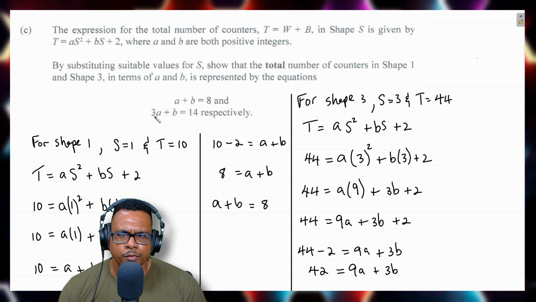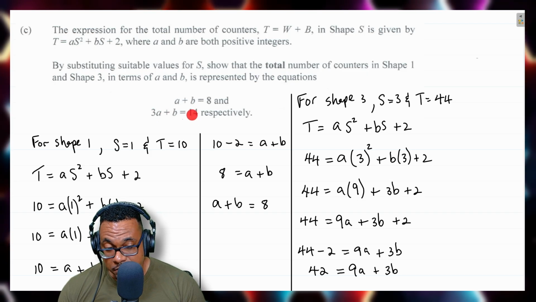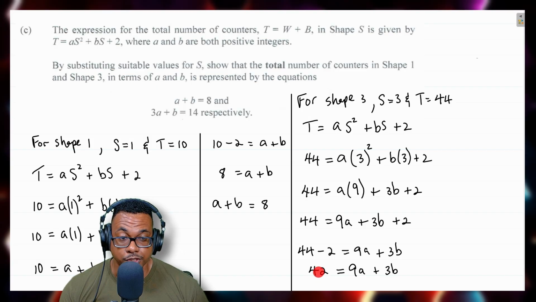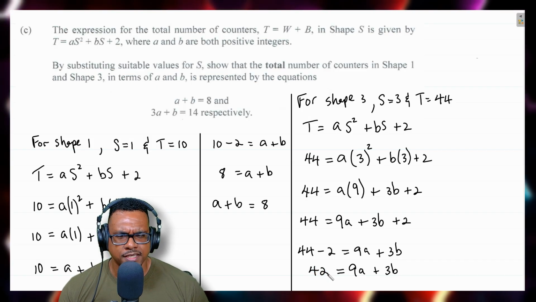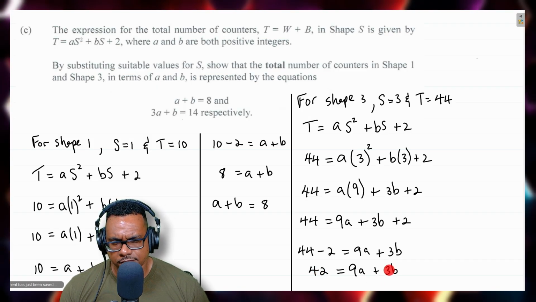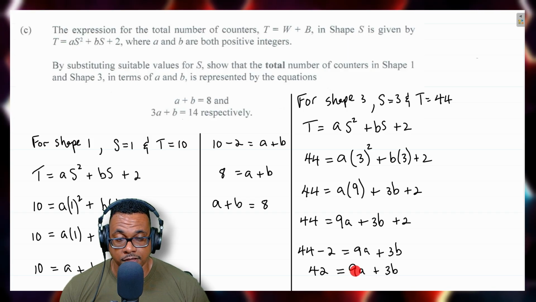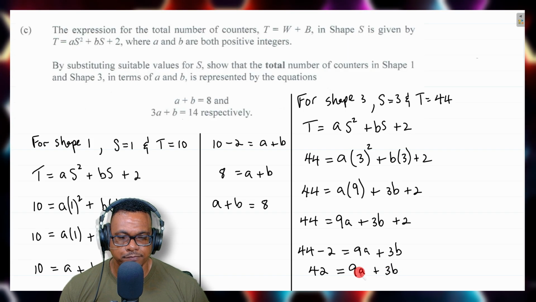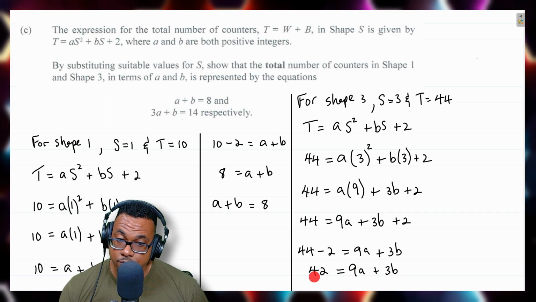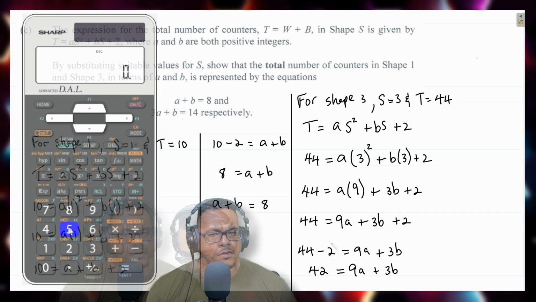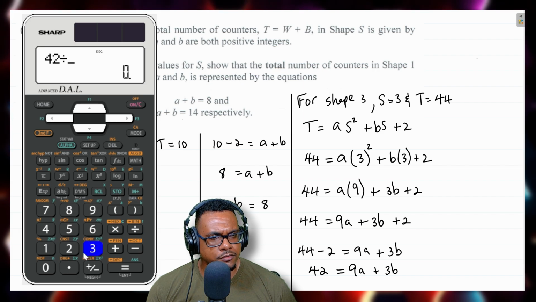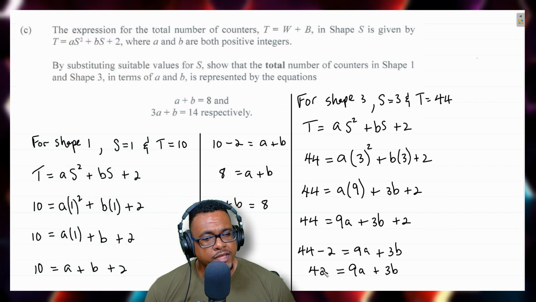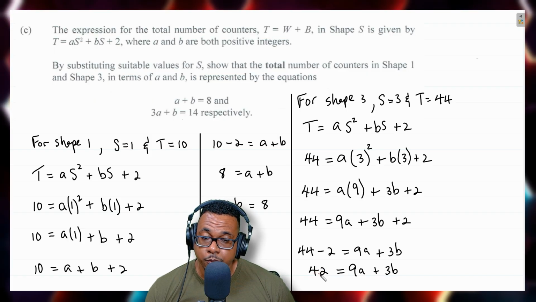Now, what we have here is 3A plus B is equal to 14. What I have here is 9A plus 3B is equal to 42. Now I'm noticing something here. I'm seeing 3 and 9. Therefore, 3B is divisible by 3 and 9A is also divisible by 3. So now what I'll do is check to see if 42 is divisible by 3. So I'm just going to put 42 divided by 3 and we get 14, and that's what we want.